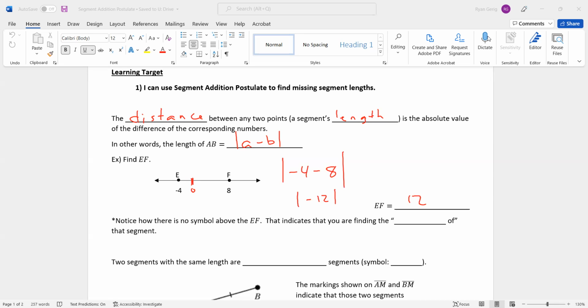One little notation thing that I want you to notice is there's no symbol above EF. In the beginning it said find EF. It's not saying identify the segment EF, it's saying identify the length of EF. When there's no symbol above it, especially in this unit, we're talking find the length of that segment.